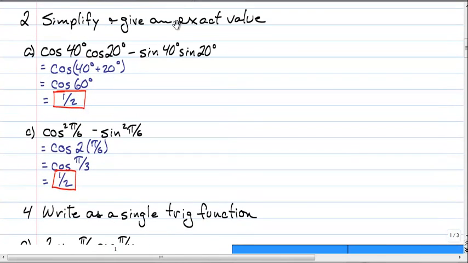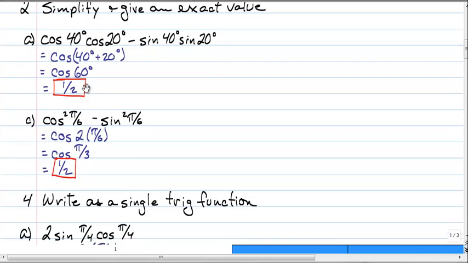Question 2 says to simplify and give an exact value. So the cosine of 40 times cosine of 20 minus sine 40 sine 20 is equal to the cosine of 40 plus 20, which is a cosine of 60, and then you go ahead and calculate that.